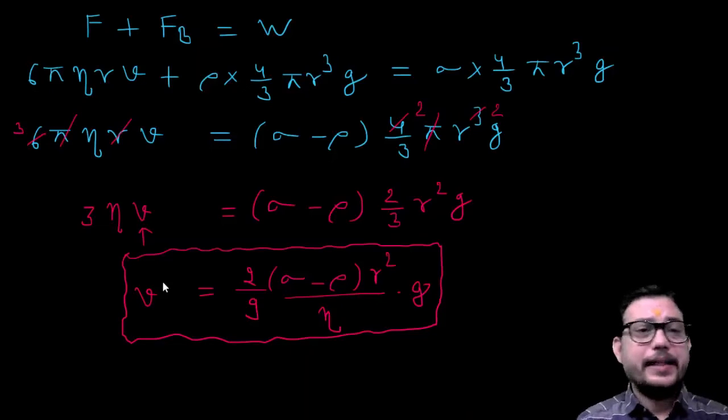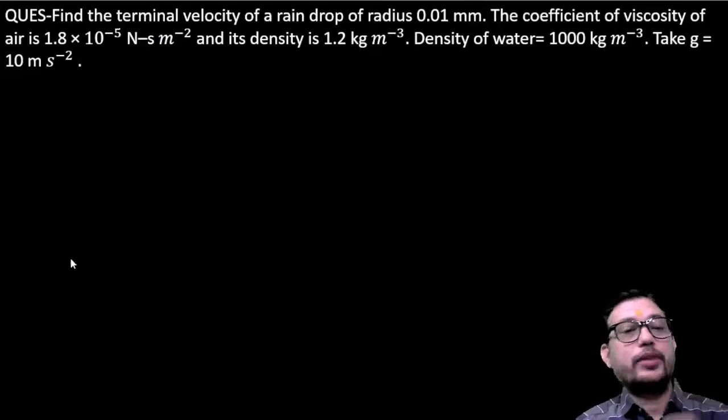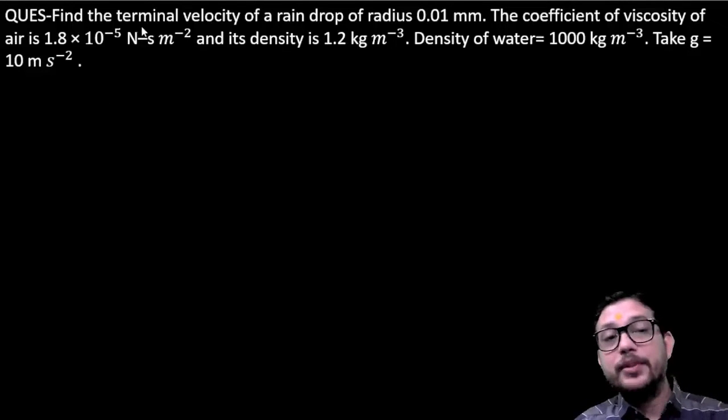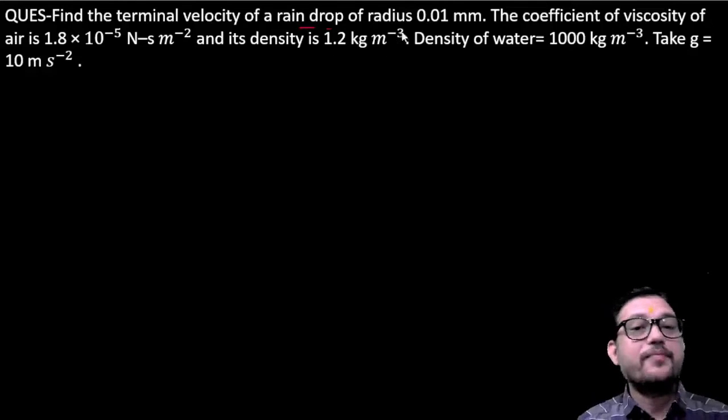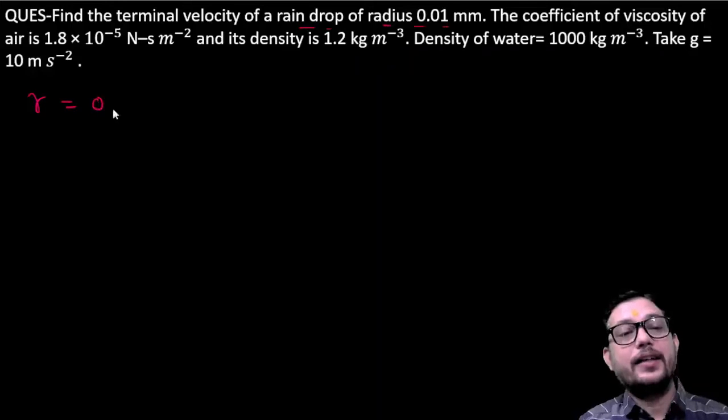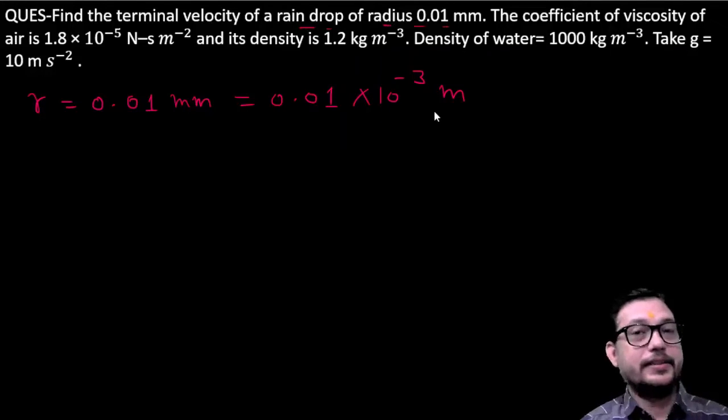Now we will discuss a numerical, and as you can see here, this is the question. The question is that you have to find the terminal velocity of a raindrop. Here the raindrop is also considered to be spherical in shape. So the radius is given to you. Let r be given, that is 0.01, and that is in millimeter. So you have to convert it into meter. So 0.01 into 10 to the power minus 3 meter. So this is the radius of the raindrop.